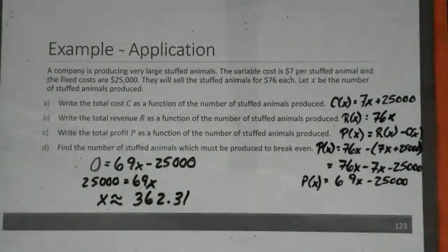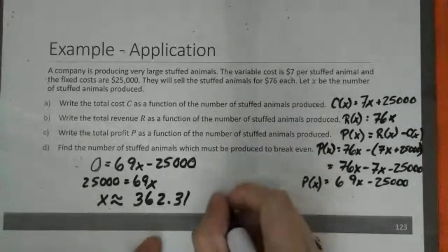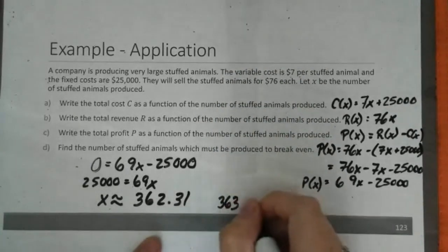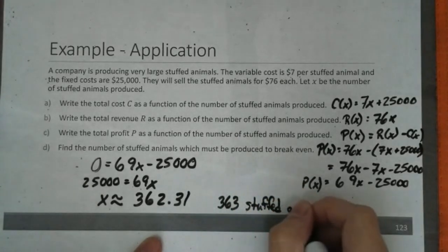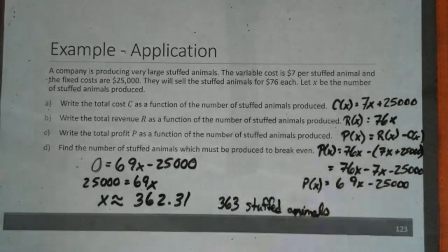So we need to produce 362.31 stuffed animals to break even. Well, that doesn't really make sense because we're not going to make 0.31 of a stuffed animal. So what we're going to do is we're going to round up so that we are on the profit side of things rather than the losing money side of things. So if we make 363 stuffed animals, then we will make a small amount of money rather than losing it. And this just puts us at a whole number because a whole number of stuffed animals makes a whole heck of a lot more sense than partial stuffed animals.